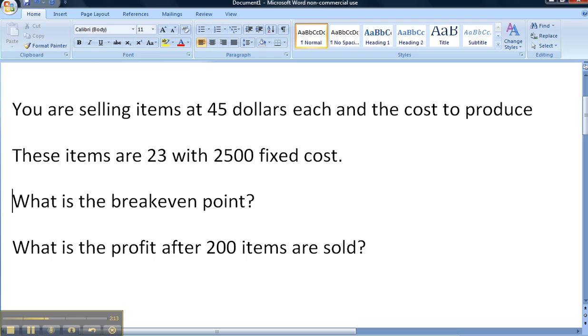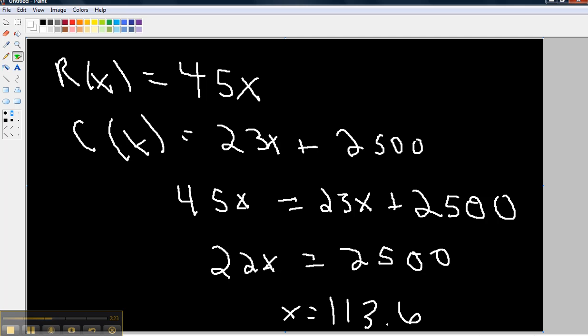Now the next part says, what is the profit after 200 items? Well, you could create a profit function, or you could just do this manually. Let's do this manually. After 200 items, plug in 200 for x. So you're going to have 45 times 200. 45 times 2 is 90, and you put 2 zeros on: 9,000. That's going to be your revenue.